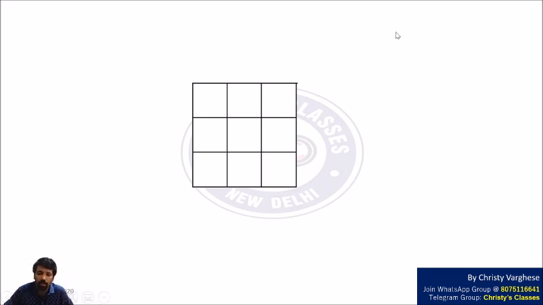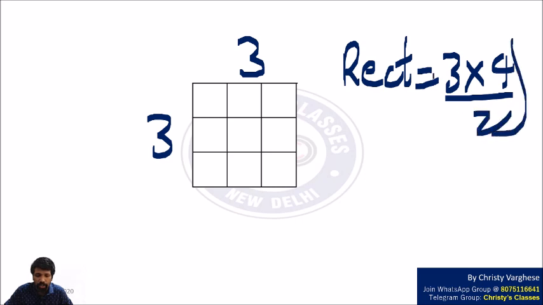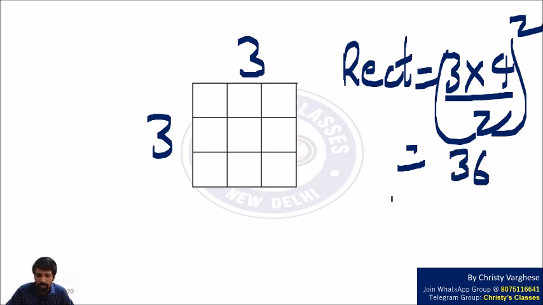Here I want all 3 things from you. Rectangles number also I need. Square number also I need. Rectangles which are not squares also I need. So for the rectangle number, here there are 3 rows and 3 columns. So definitely the rectangle number will be 3 into 3 plus 1, 4 by 2, the whole square, because the rectangle formula is n into n plus 1 by 2, the whole square. 12 by 2, the whole square, 6 square, 36 rectangles are possible.